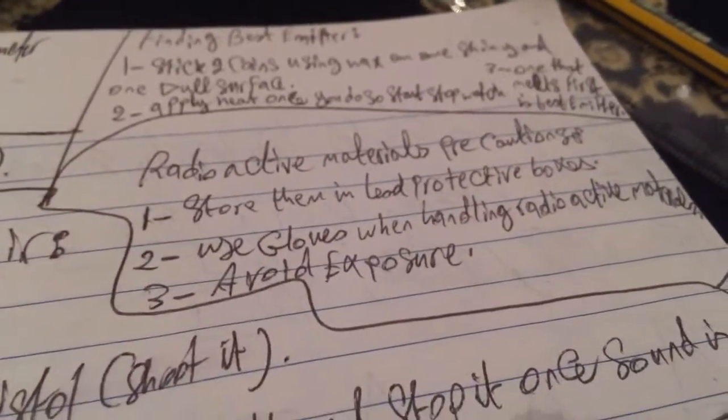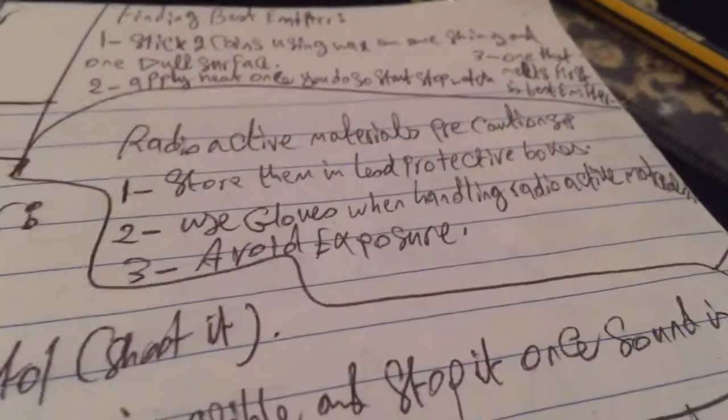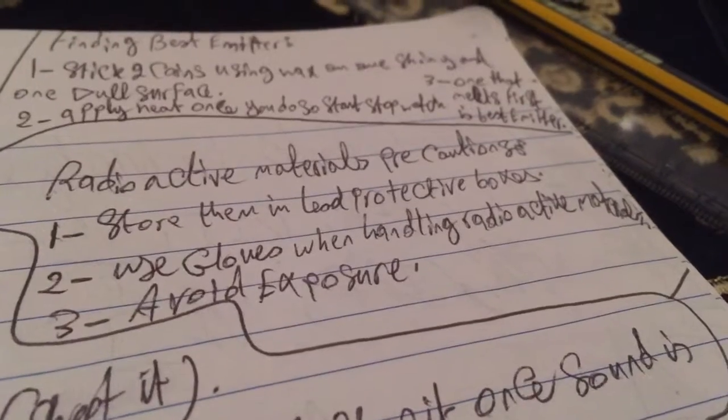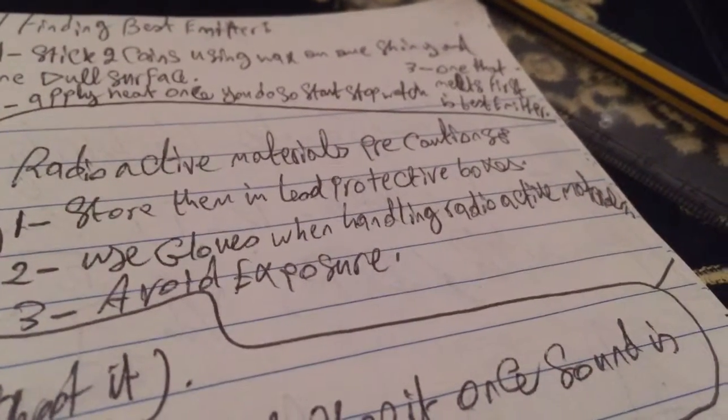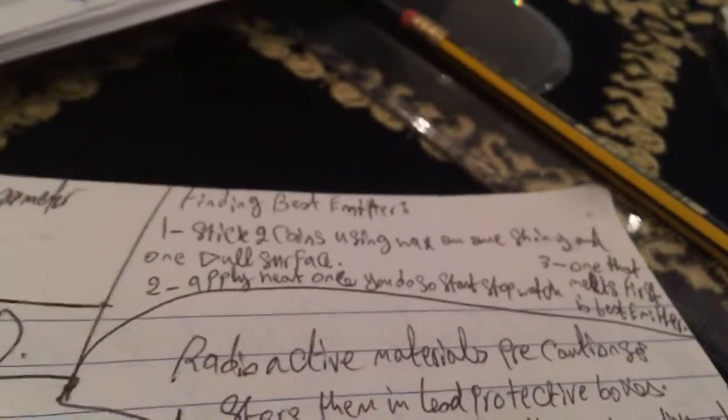Precautions for radioactive materials: store them in lead protective boxes, use gloves when handling radioactive materials, and avoid exposure. Simple, easy peasy.